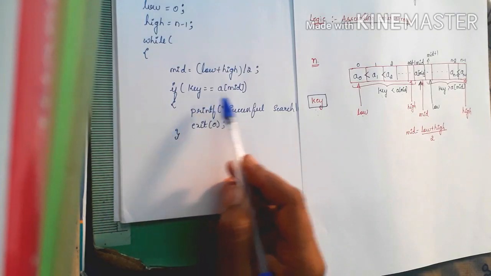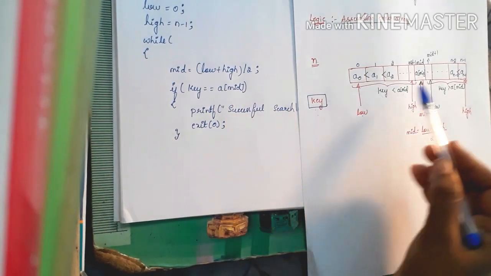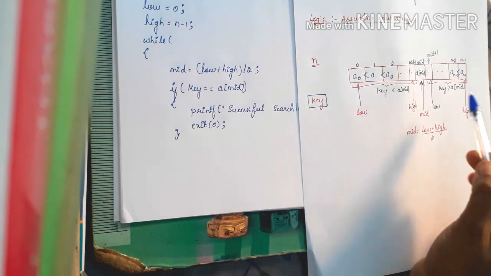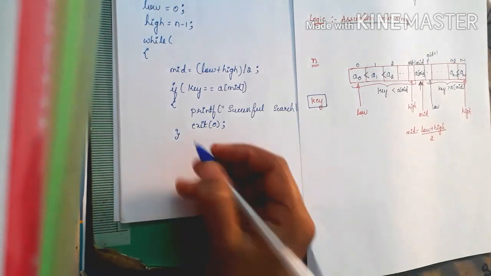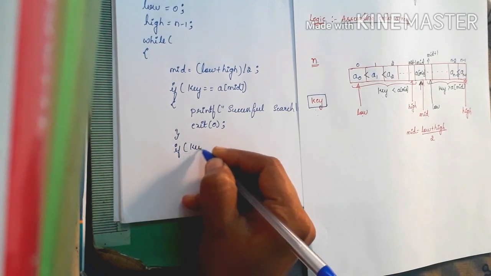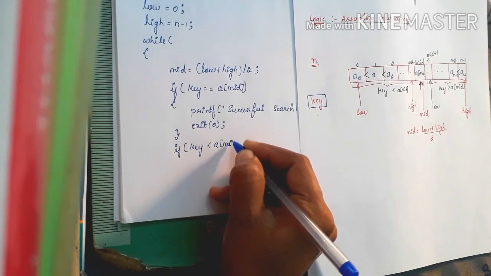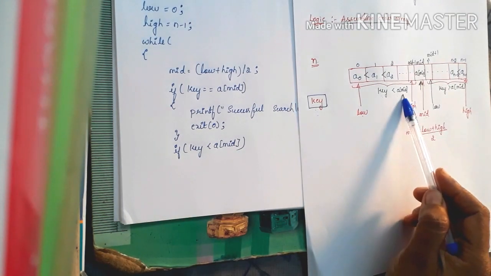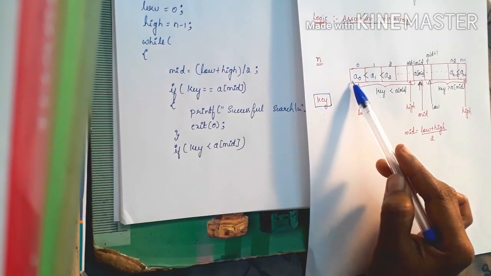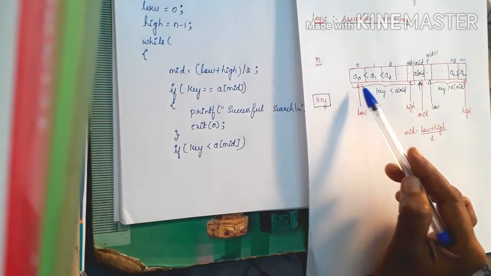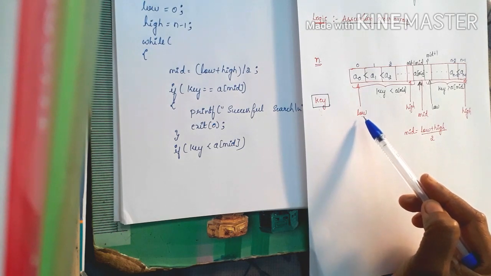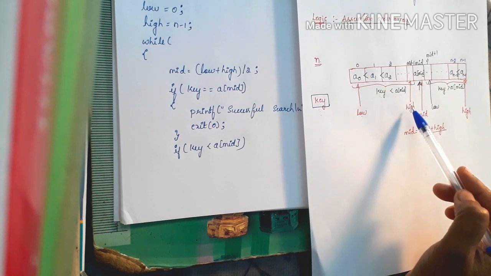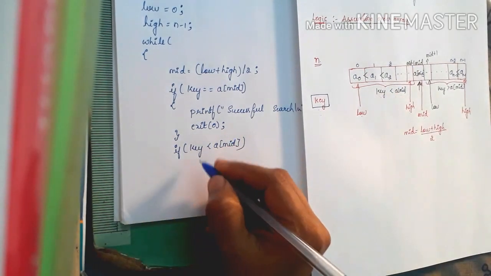In case the key element is not equal to the middle element, we need to check whether the key element is less than the middle element or greater than the middle element. If the key element is less than the middle element, we need to search only the first half of the array. There is no change to the position of the first element, but there is a change to the position of the last element, that is the high value changes to mid minus 1.